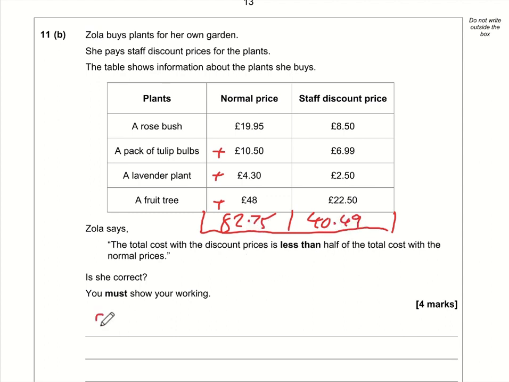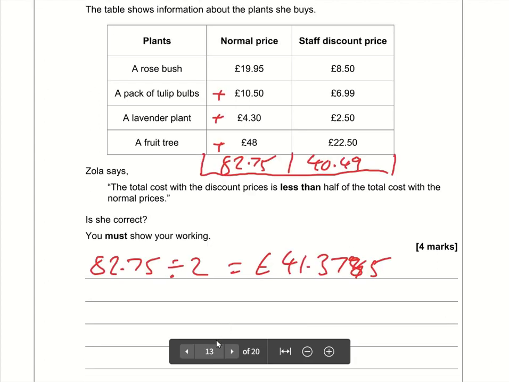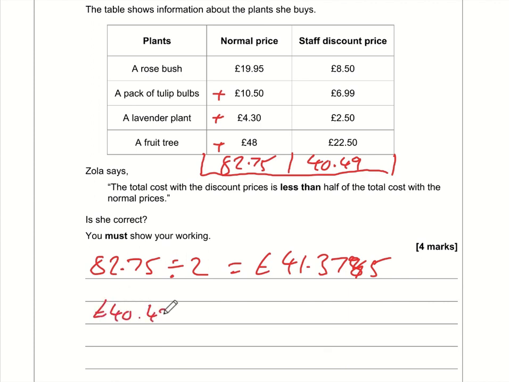Okay, well, let's work out half of 82.75. If I divide 82.75 by 2, I get 41.375. We can call that 41.38 if we prefer, and we can see that the discount price is less because £40.49 is less than 41. Even if I rounded it down to 41.37, 40.49 is still less. So we can say yes, Zola is correct.